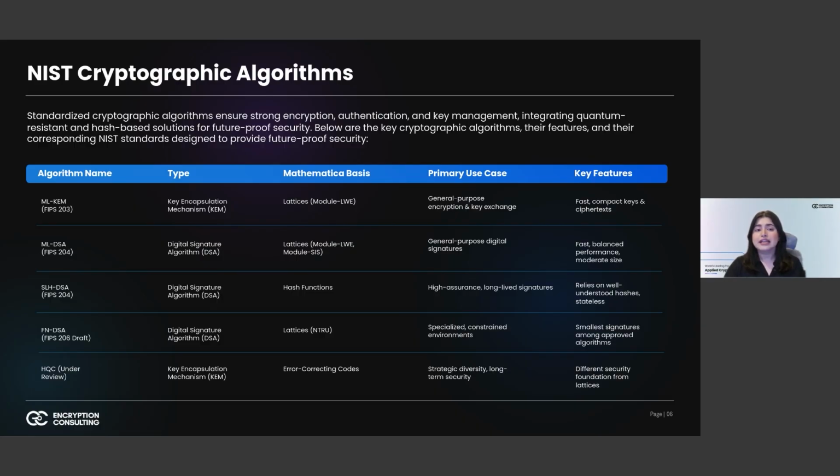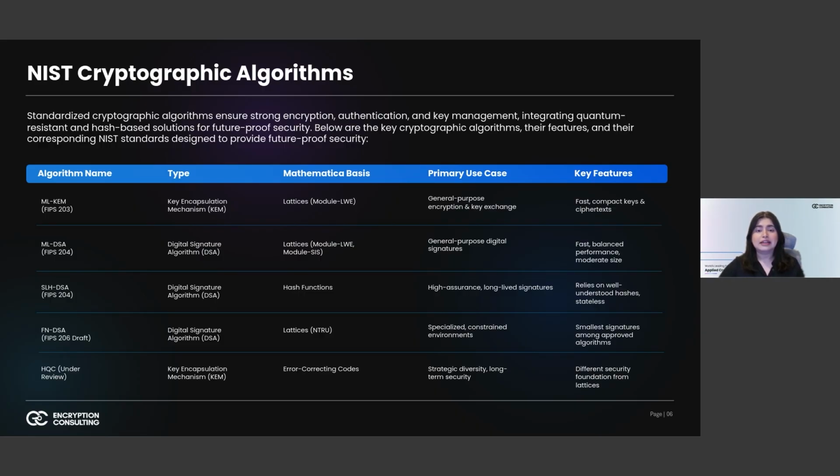You can think of these as the fundamental building blocks of a quantum-safe future. First, we have ML-KEM, which is defined in FIPS 203. This is a key encapsulation mechanism, or KEM. What that means is it's the primary algorithm for a secure key exchange, allowing two parties to establish a secret key that they can then use for encrypted communication.